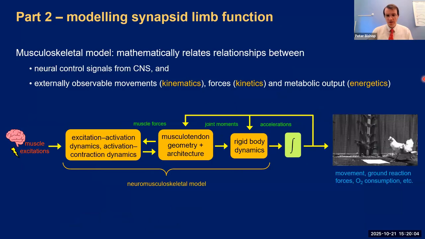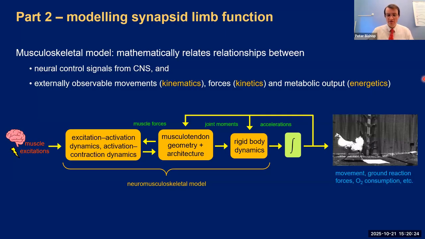Okay, on to part two. So with our improved understanding of limb muscle anatomy in extinct non-mammalian synapsids, we can now use biomechanical models to probe and quantitatively explore questions about locomotor evolution and limb posture and limb function and how that's changed through time.